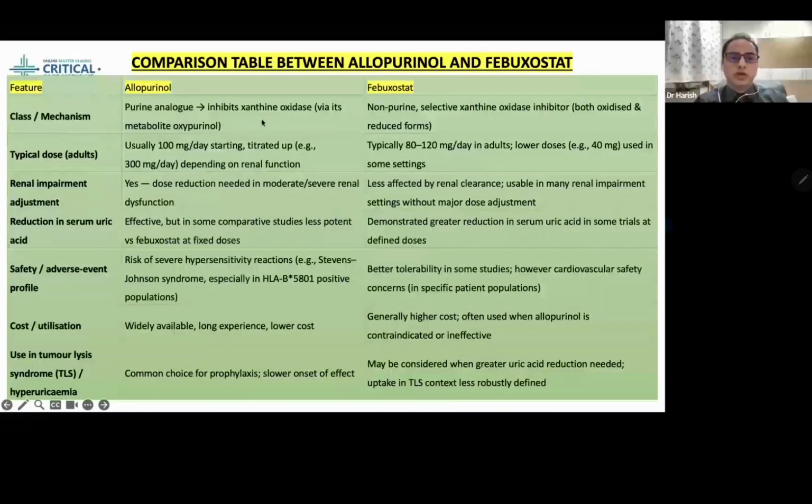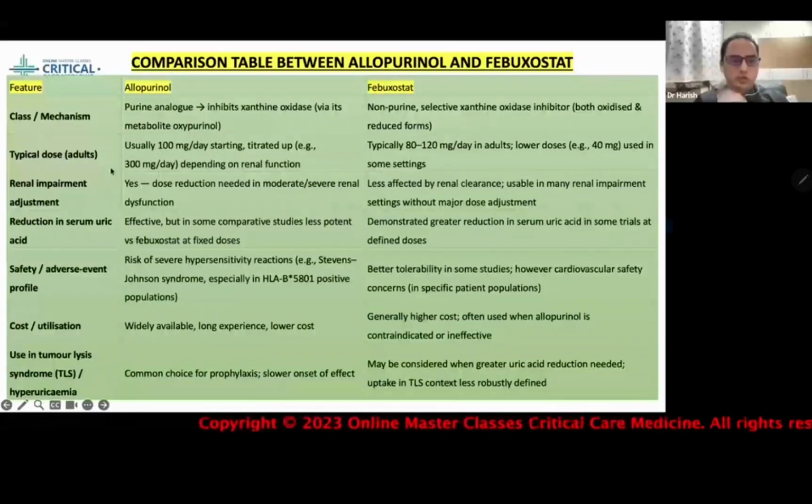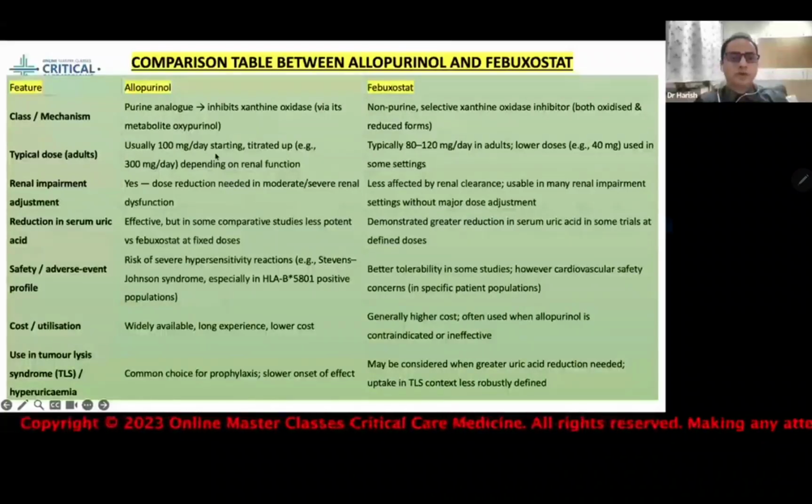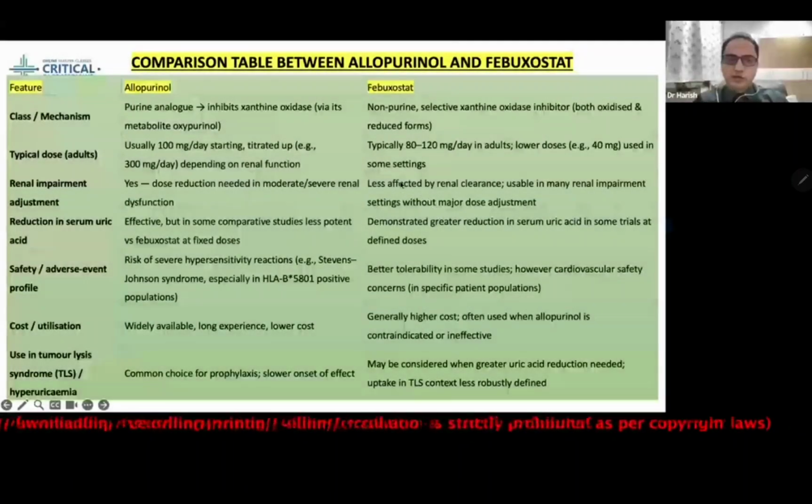Allopurinol is a purine analog. It inhibits xanthine oxidase via its metabolite, oxypurinol. Febuxostat is a non-purine selective xanthine oxidase inhibitor. Both oxidized and reduced forms are susceptible when you use febuxostat. For dosage, allopurinol starts at 100 milligram per day, titrated up to 300 milligram per day depending upon the renal function. Febuxostat is 80 to 120 milligram per day in adults. Lower doses, that is 40 milligram, are used in some settings in pediatric patients.